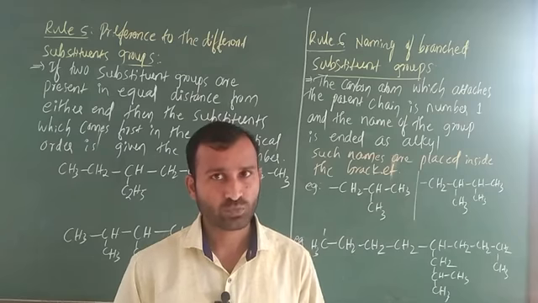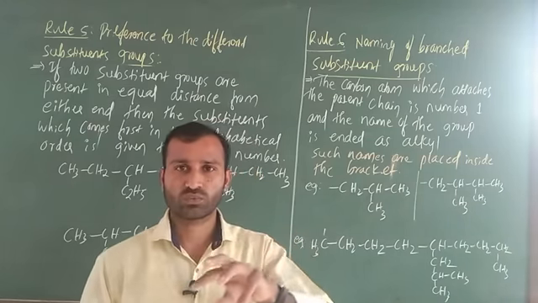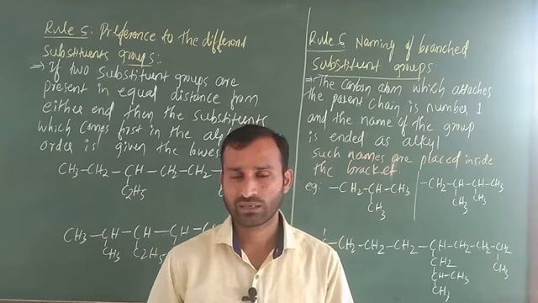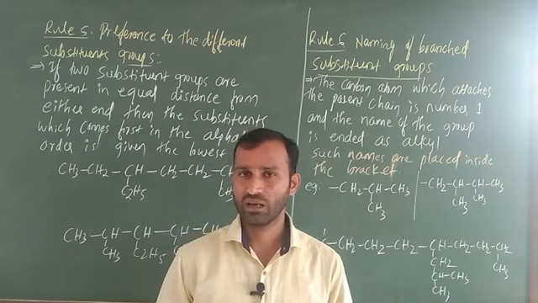If identical groups are there, like CH3, CH3, C2H5, C2H5, then we are going to use di, tri, tetra, penta, hexa, hepta, and so on. That is called the presence of identical groups.